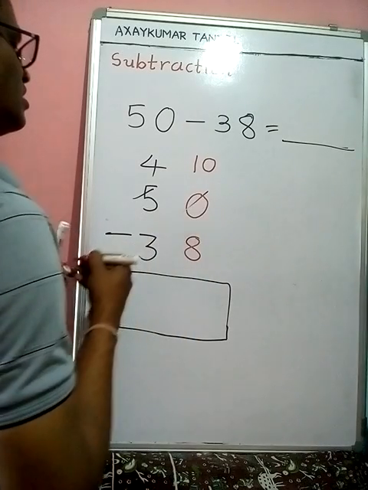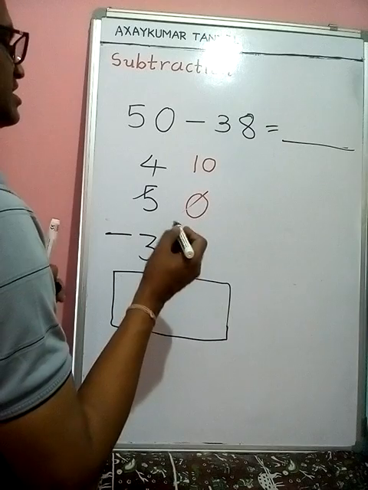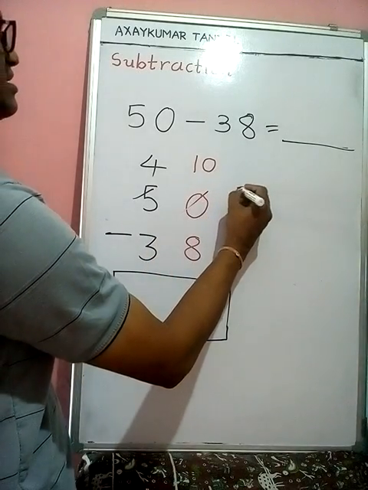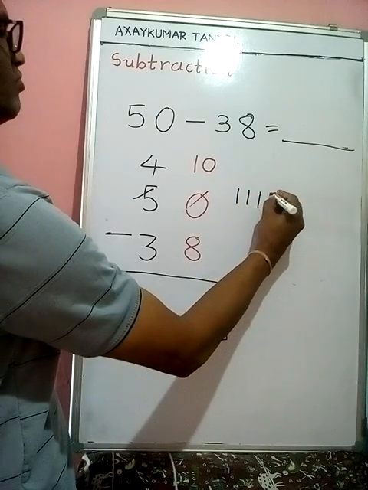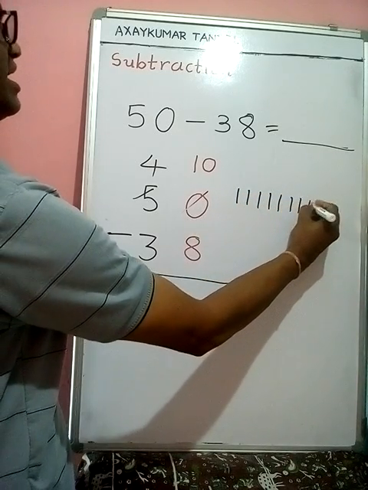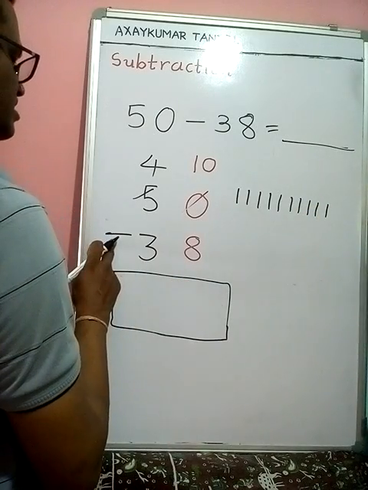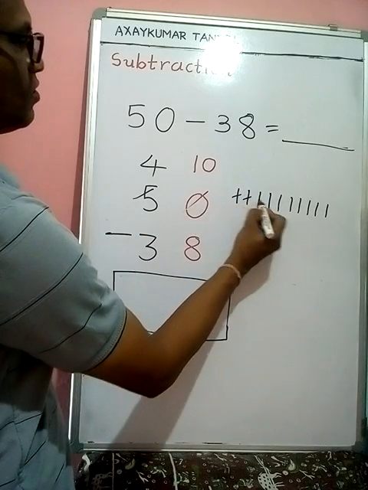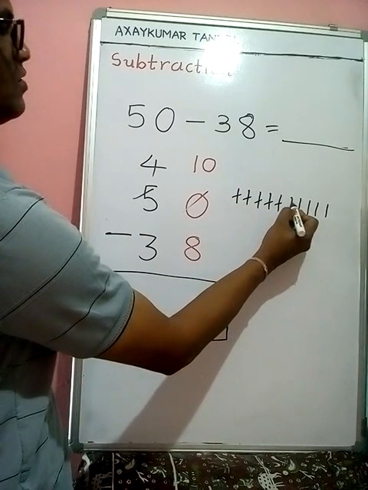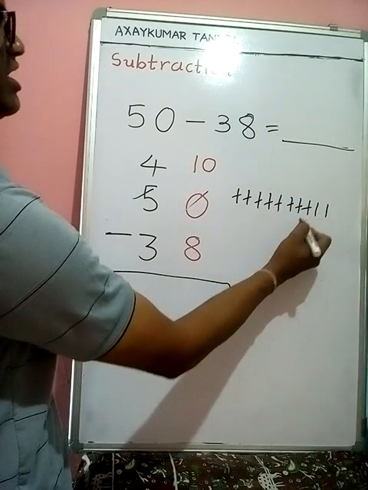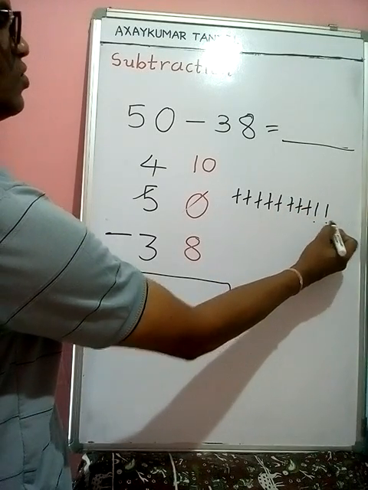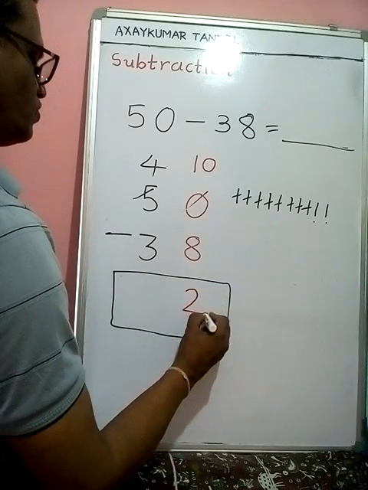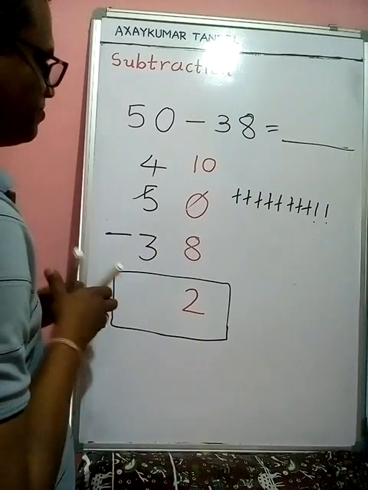We cut 8 from it. Now we subtract easily. Here is 10. We draw 10 lines: 1, 2, 3, 4, 5, 6, 7, 8, 9, 10. How many cut? 8: 1, 2, 3, 4, 5, 6, 7, 8. How many saving? 1, 2. Therefore we write 2 under the ones column.